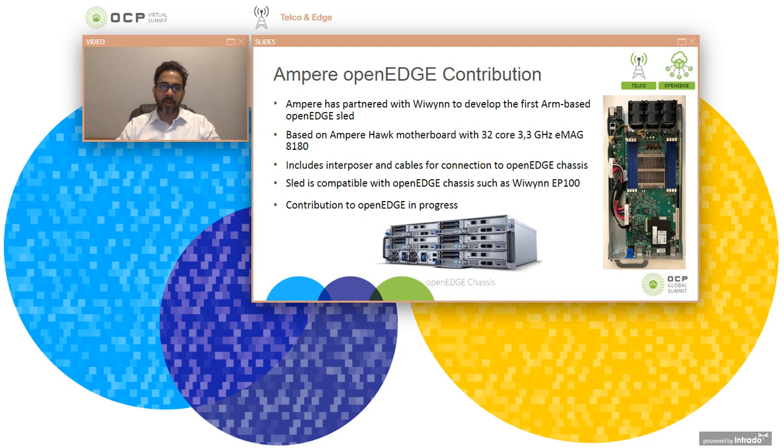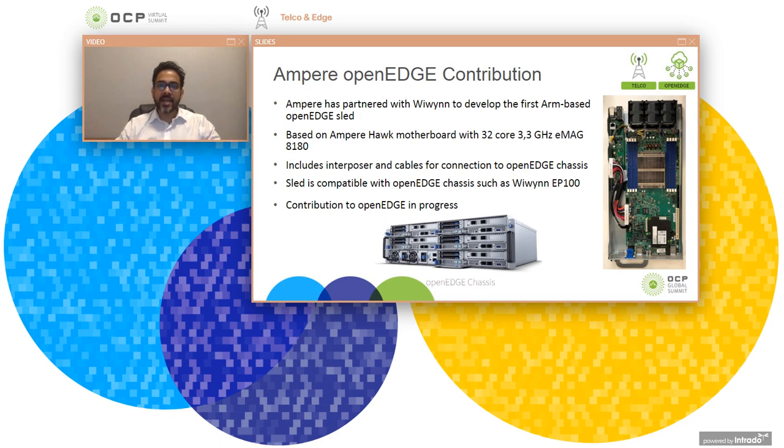The Hawk motherboard also features an onboard 1 gig NIC, a BMC with 1 gig Ethernet connection, a x16 PCI Gen 3 slot, a x16 PCI Gen 3 slot for an OCP NIC, and then it has 2 M.2 slots and 4 SATA 3 connectors. Now to deploy the Hawk motherboard for telco and edge, Ampere has partnered with Vivint to integrate the Hawk motherboard into the Vivint EP100 openEDGE chassis.